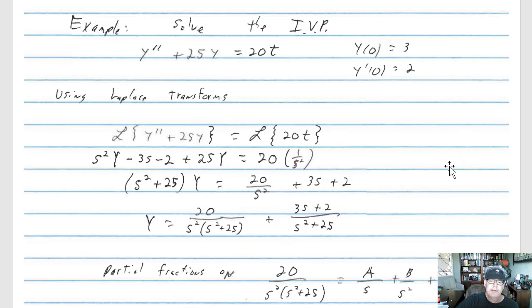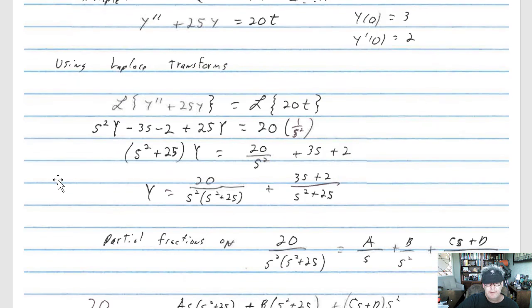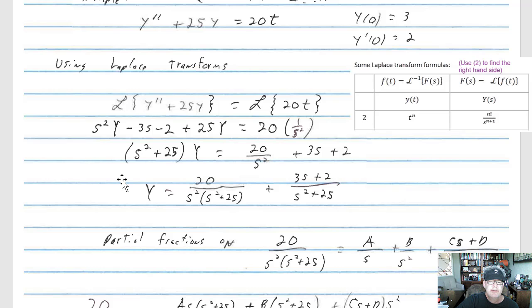Last example, a non-homogeneous one. But again, a little simple left-hand side here. So y double prime plus 25y equals 20t. y of 0 is 3. y prime of 0 is 5. Let's take the Laplace transform of both sides.